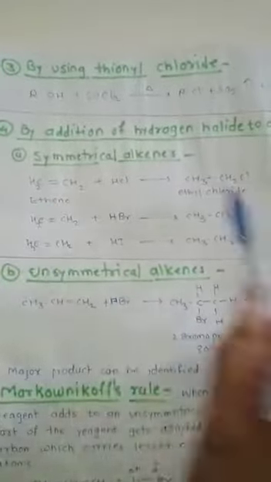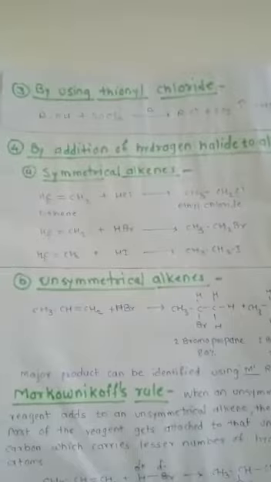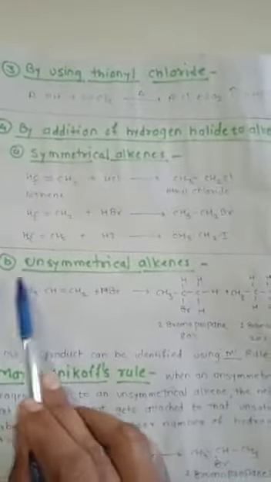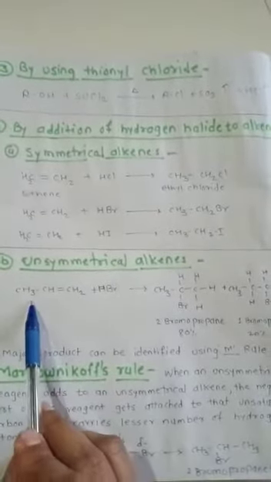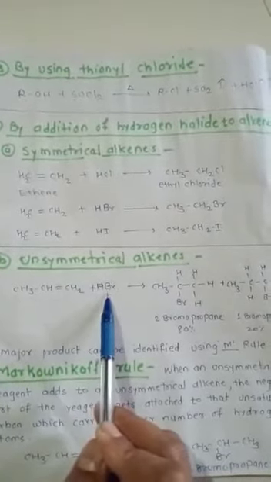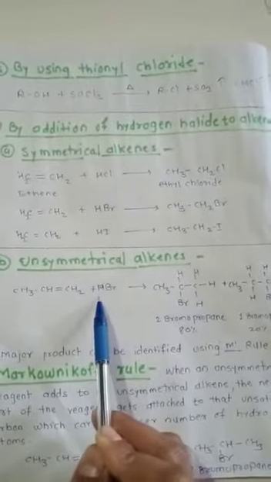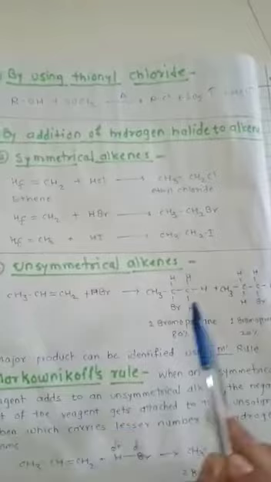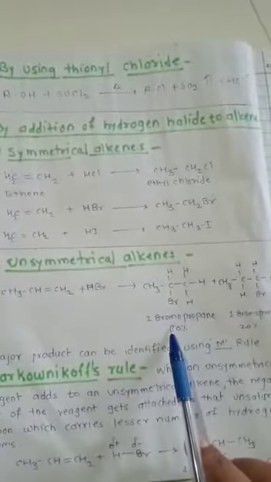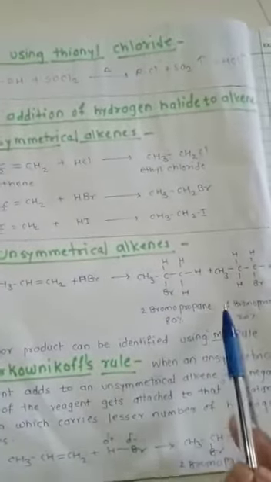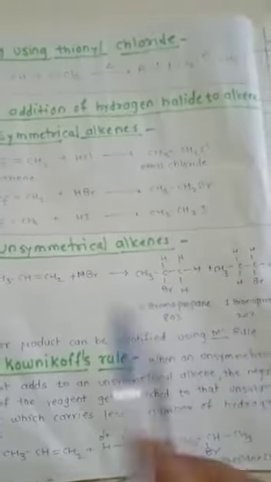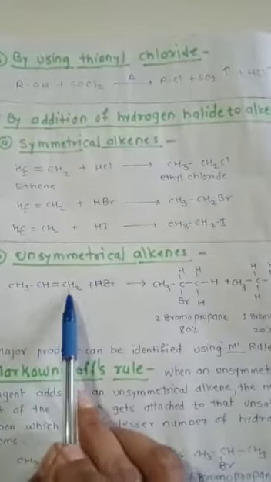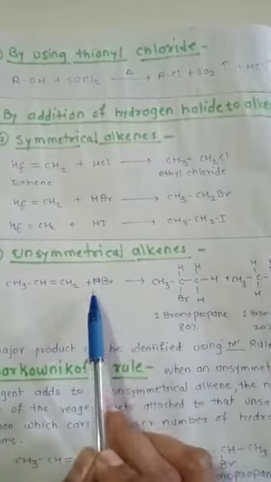This is the addition of hydrogen acid into symmetrical alkene, but the main point is the unsymmetrical alkene. In unsymmetrical alkene when we add hydrogen acid HBr, HCl or HI, then two types of product are obtained. One product is obtained in major quantity and one in minor quantity. See here, CH3CH double bond CH2 plus HBr.